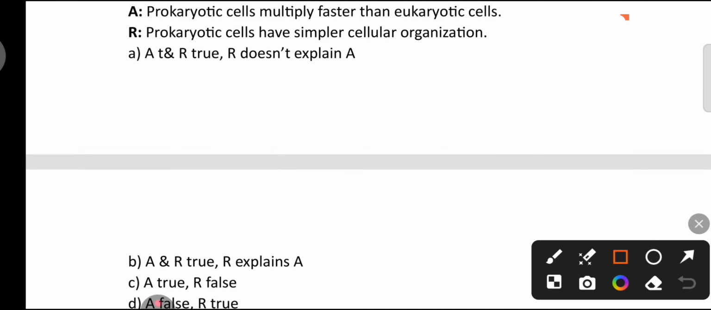Prokaryotic cells multiply faster than eukaryotic cells. This is a correct statement. Prokaryotic cells have simpler cellular organizations. This is also correct. Both assertion and reason are correct and reason explains assertion. Here option B is correct.